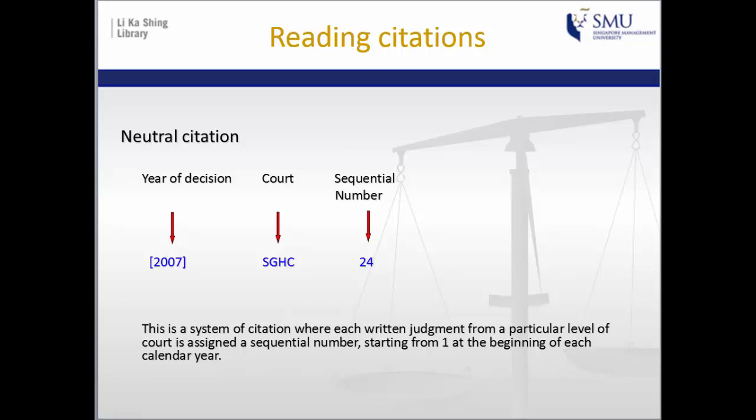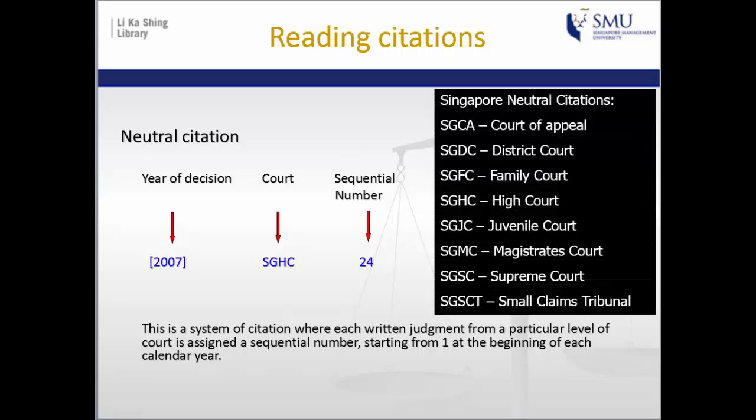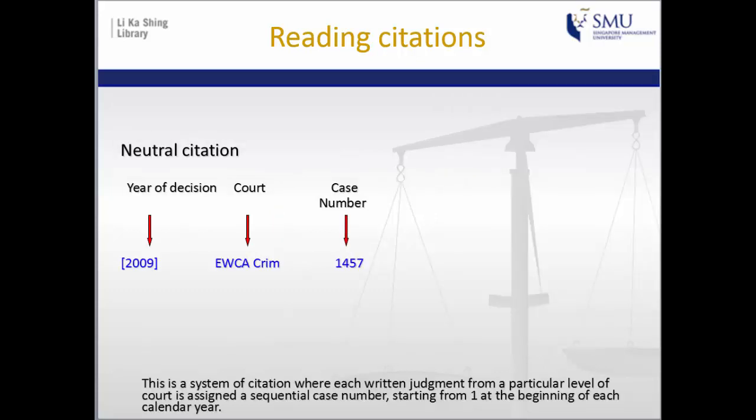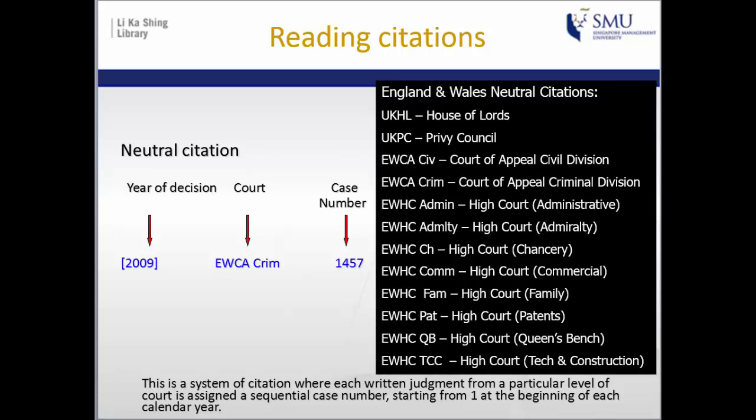And bear in mind that the sequential number will start from 1 at the beginning of each year, and all the Singapore neutral citations start with SG, which stands for Singapore. The same way to read neutral citations can be applied to UK citations. Here, the citation refers to the 1457th case of 2009 in the England and Wales Court of Appeal Criminal Division. Again, the sequential number will start from 1 at the beginning of each year. For UK neutral citations, EW stands for England and Wales, and UK stands for the United Kingdom.